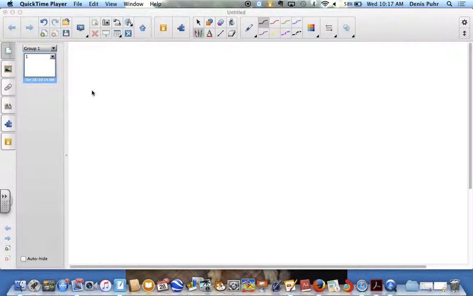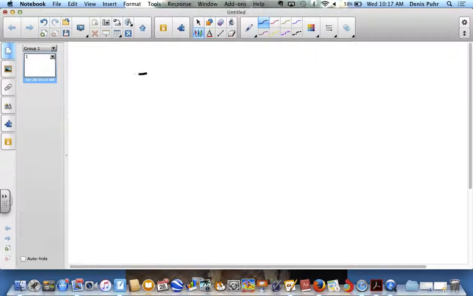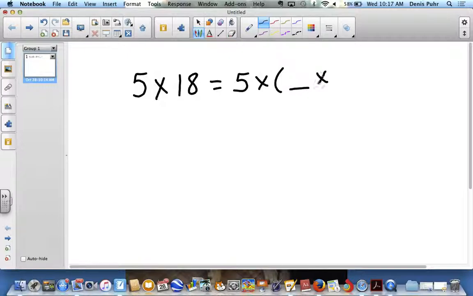Okay, today we're going to look at the distributive property. On your homework, you had a problem that looks like this: 5 times 18 equals 5 times the quantity of something times something. So what you're going to do is take the 18 and think of two factors. You can do 2 times 9. So you break it apart.